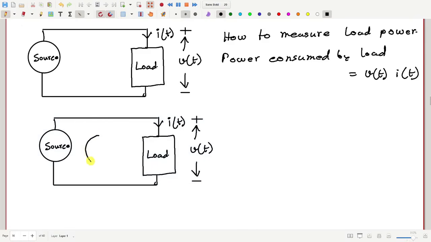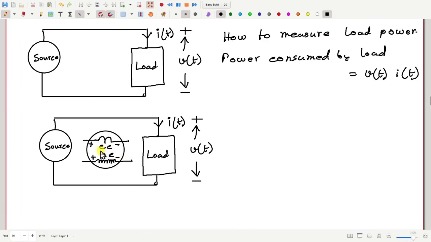Here I take a wattmeter which has two coils, current coil CC and pressure coil. Very high impedance for pressure coil, that's why we are showing so many turns, and current coil has low impedance, so we are showing less number of turns. Okay, so CC and PC. Suppose this is plus minus, how do we connect it?